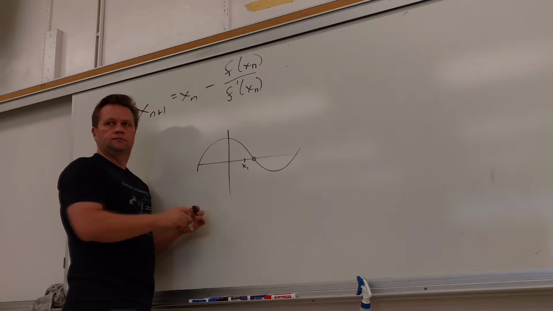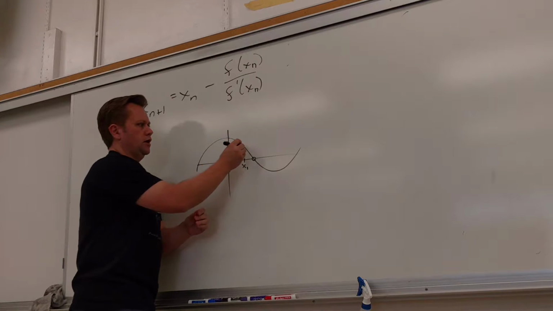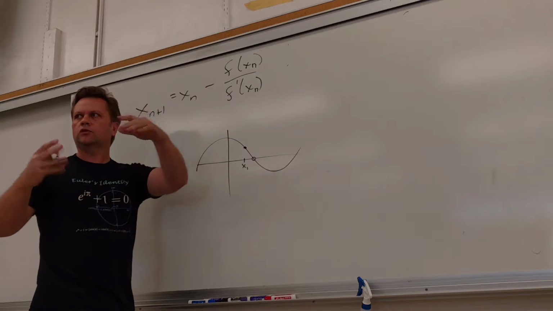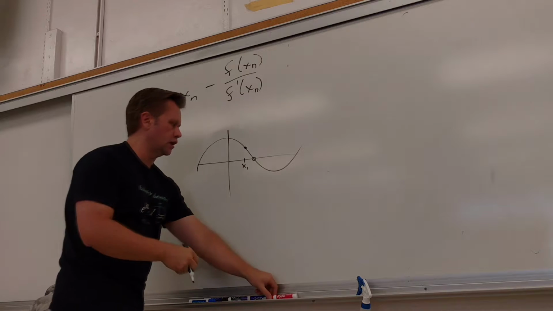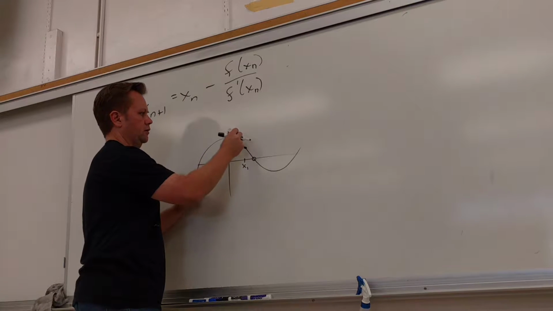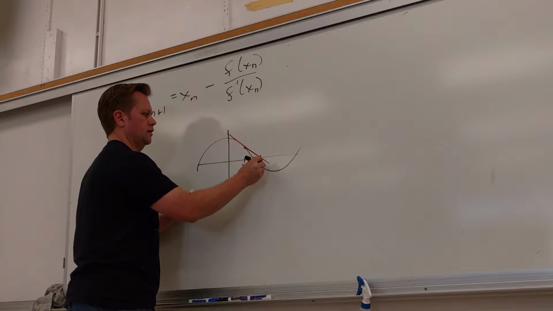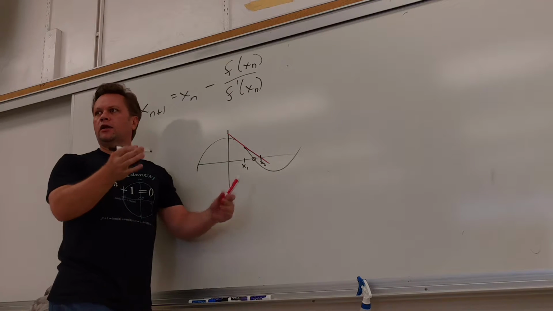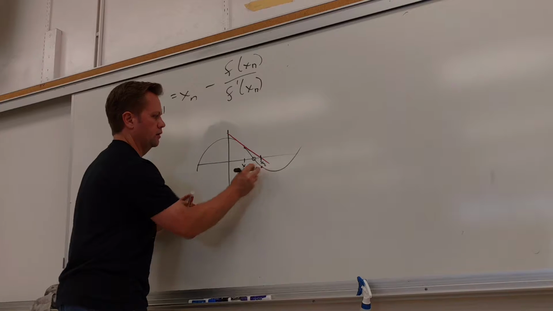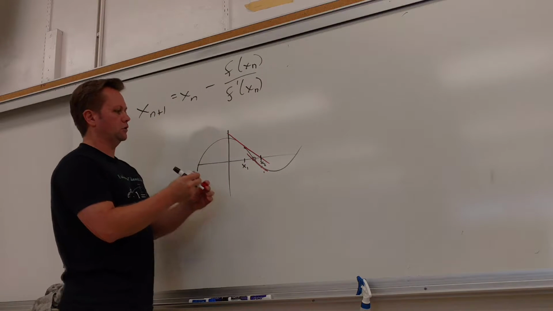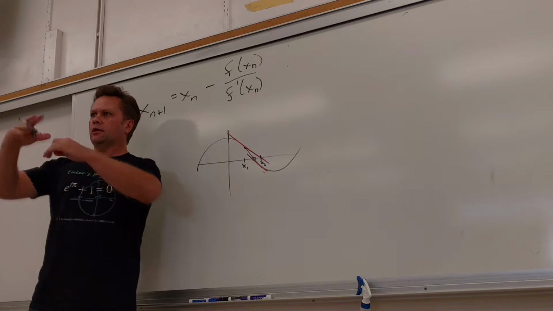So this is x1. Then I create the tangent line going through the point x1, f of x1. So that tangent line would be something roughly like that. This will be my next guess, x2. And then I do that again. I get a tangent line. So now it's like, you can do it, Jeff. Look at that, I'm getting closer and closer. That's the idea, I'm getting closer and closer.